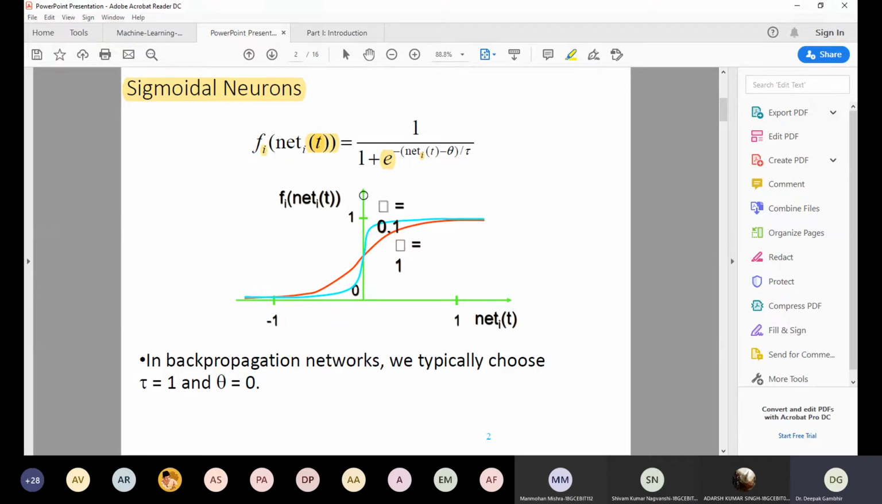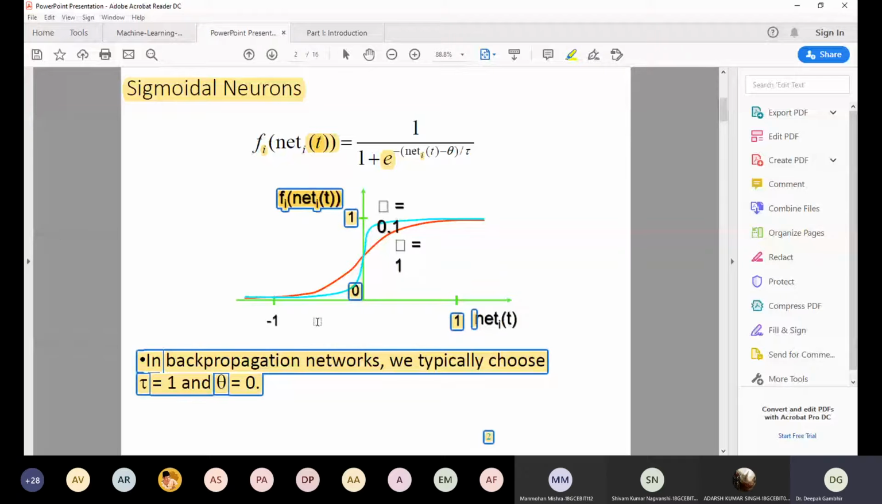If you plot f of net i with respect to net i, the result is such that for values above 0 it goes toward 1 as net i increases, and as net i decreases toward minus 1, f of net i goes toward 0. So this function results in a value between 0 and 1.